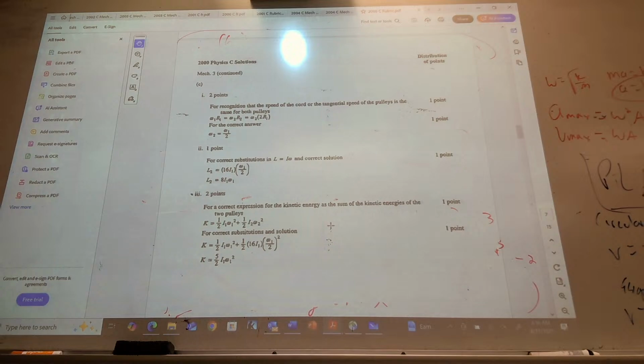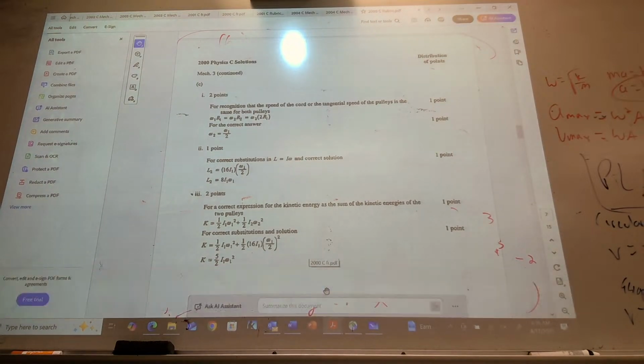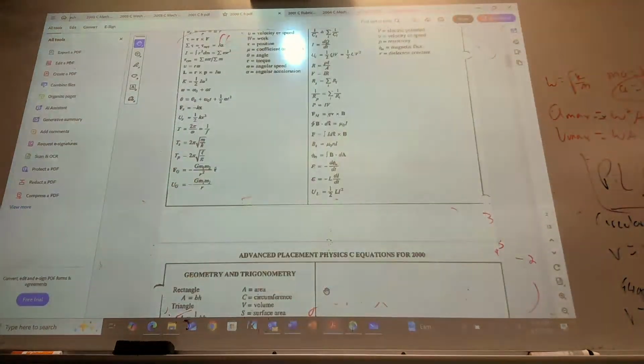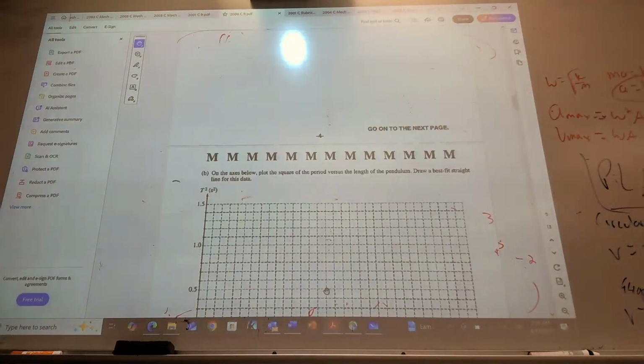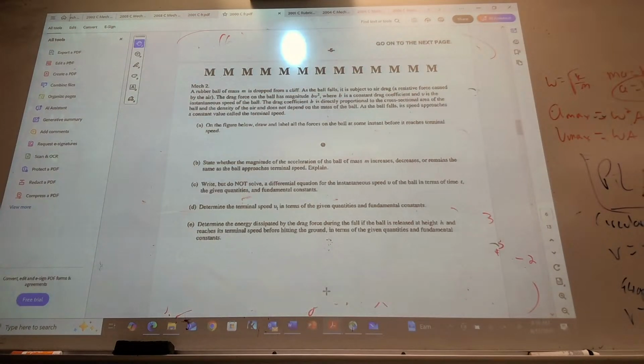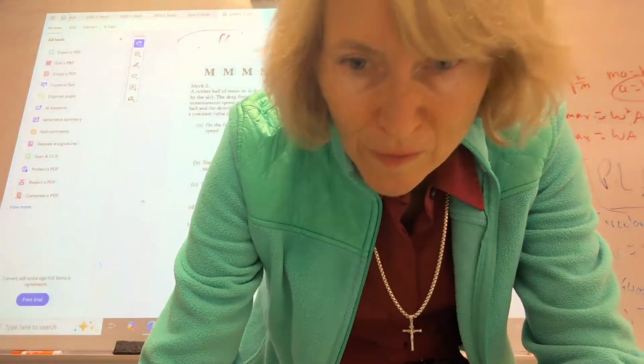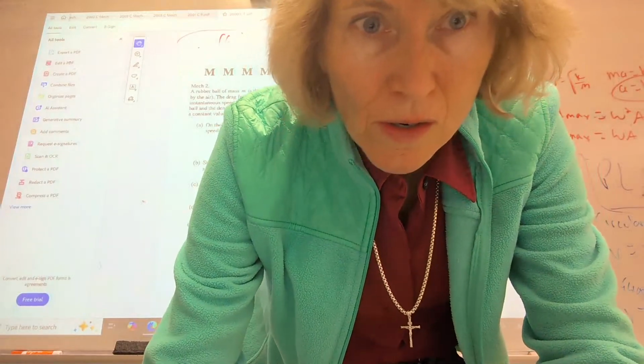A rubber ball of mass M is dropped from a cliff. As the ball falls, it is subject to air drag, which is the force caused by the air. The drag force on the ball has magnitude v squared, where v is the constant drag coefficient and v is the instantaneous speed of the ball. The drag coefficient is directly proportional to the cross-sectional area of the ball and the density of the air, and does not depend on the mass of the ball. As the ball falls, its speed approaches a constant value called the terminal speed.